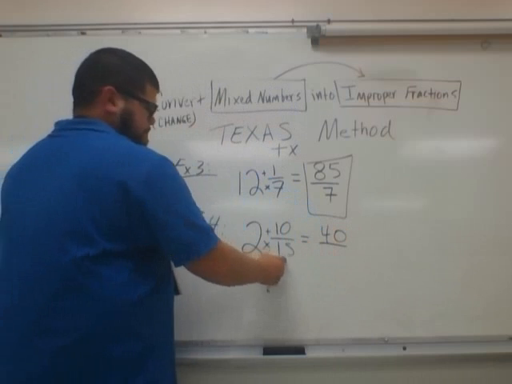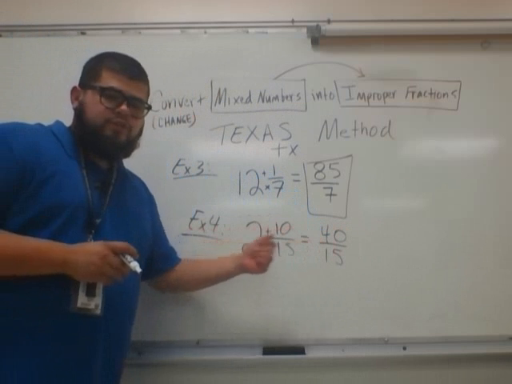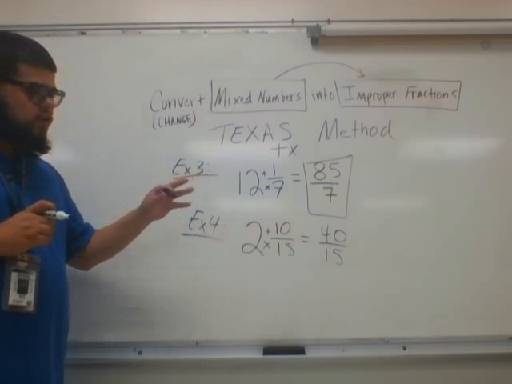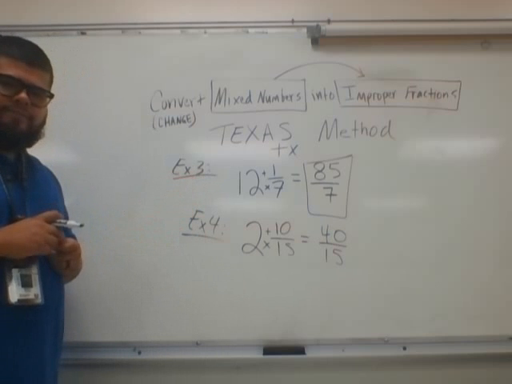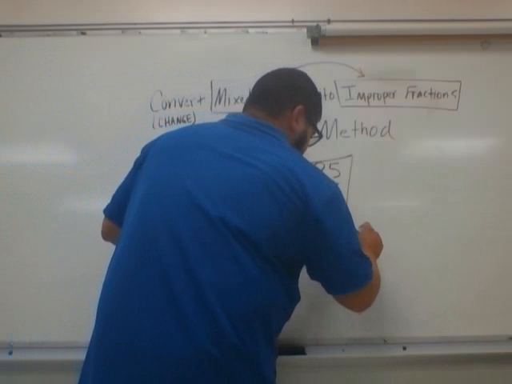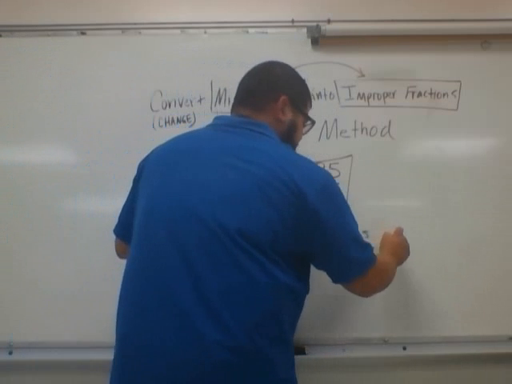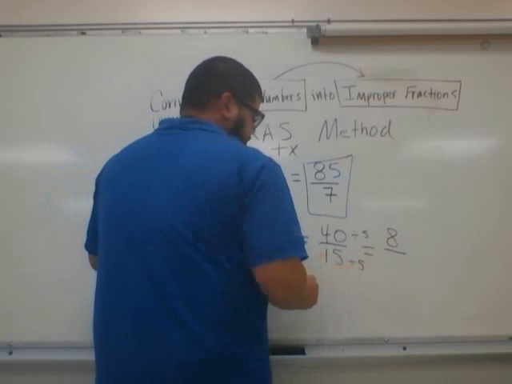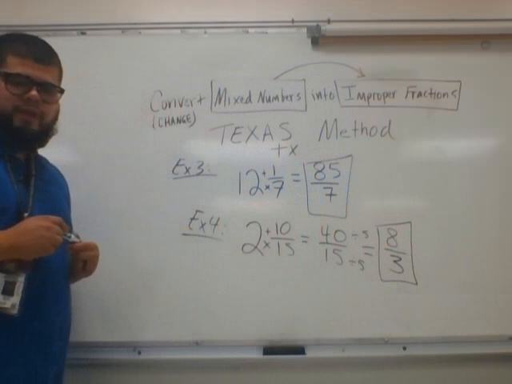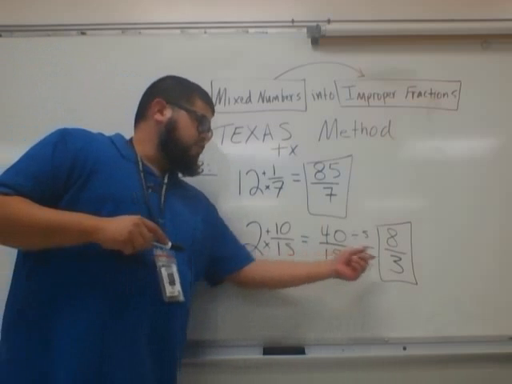40 over 15. Now, we need to reduce this. It's not reduced, so what are we going to reduce it by? What number can go into both 40 and 15 evenly? 5, right? So we divide by 5 in the numerator and denominator. 40 divided by 5, we get 8. 15 divided by 5, we get 3. And this is our improper fraction. So we converted our mixed number into our improper fraction.